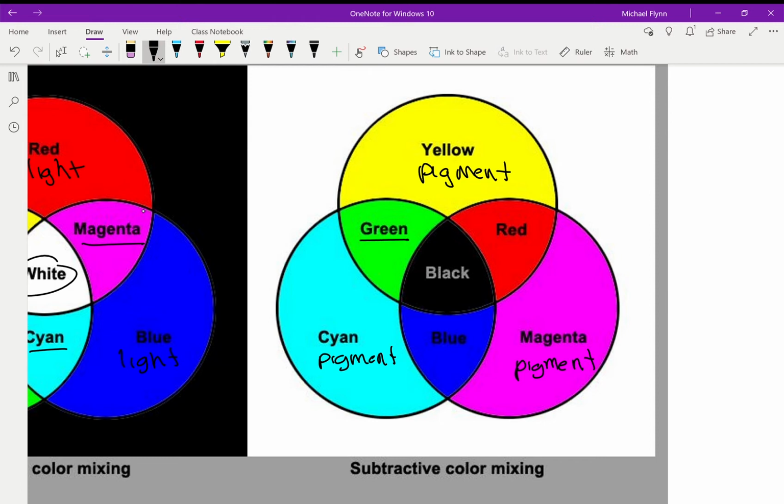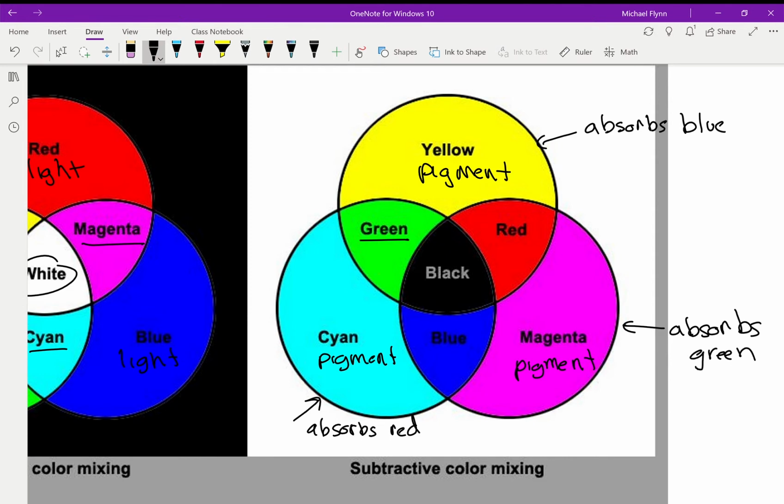Why is that? It's because this one, let me explain, this one absorbs blue. Gosh, I had to think about that for a second. That one absorbs blue. This one absorbs red. And that one absorbs green. It subtracts those colors.